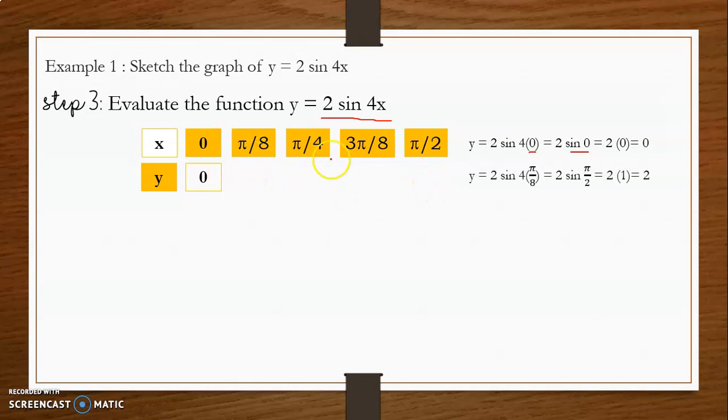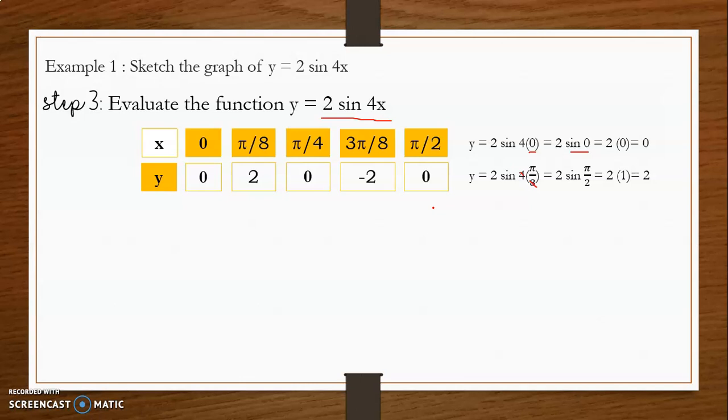If our x is pi over 8, so just substitute. Okay, ma-cancel out nato si 4 and 8. Ma-simplify nato siya. So mahimo siyang pi over 2. So sine pi over 2 is equal to 1. 1 times 2, mao na siya nga naa tay 2. And you can just repeat the process. Ug mao ni siya atong ma-obtain nga mga values.